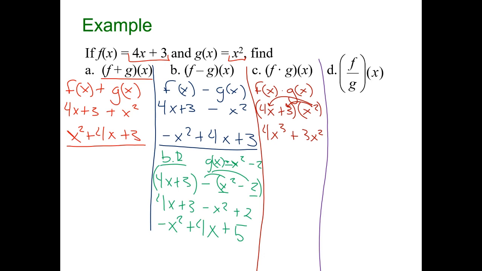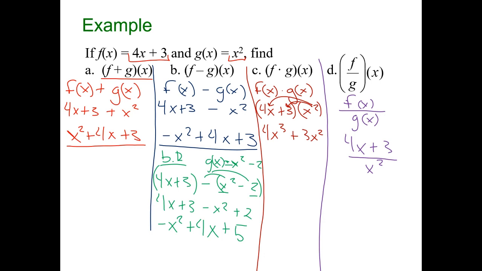And then f divided by g of x. F of x divided by g of x. 4x plus 3 divided by x squared. Now, most of the time, that's probably going to be fine. Okay, we can leave it at that. Sometimes we may need to simplify it a little bit more. If you have 2 terms in the denominator, leave it.